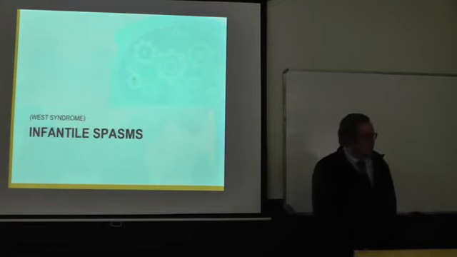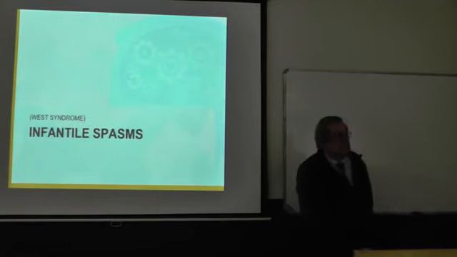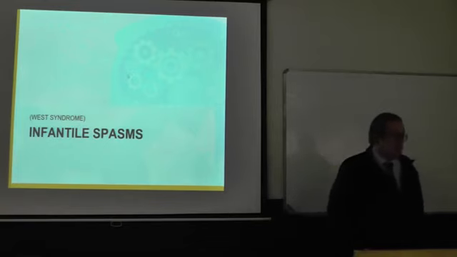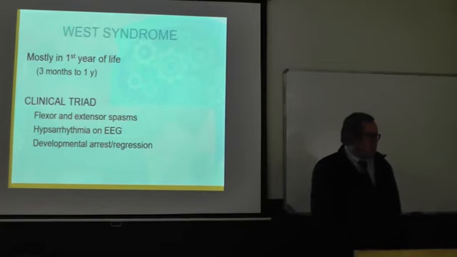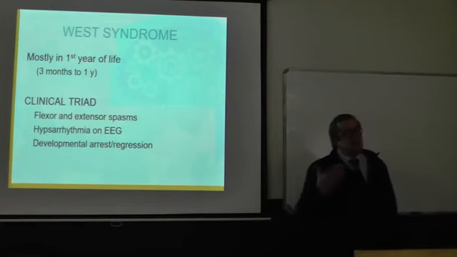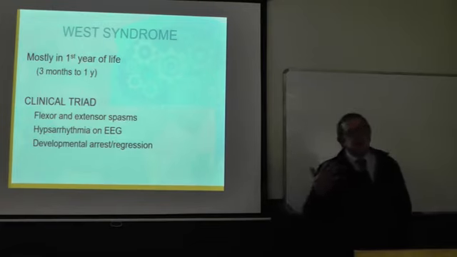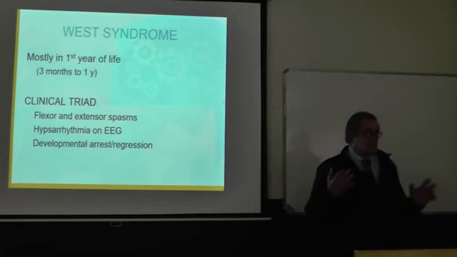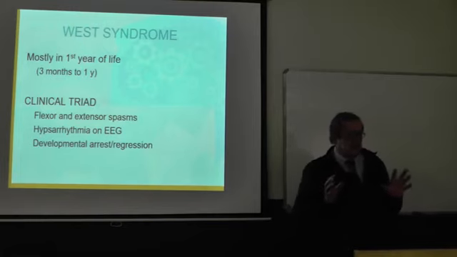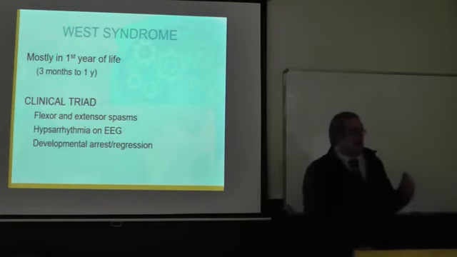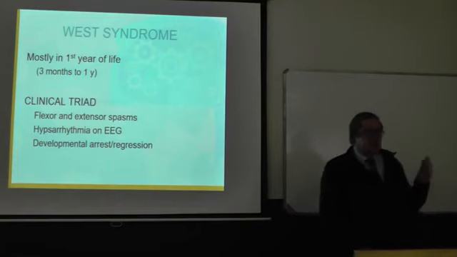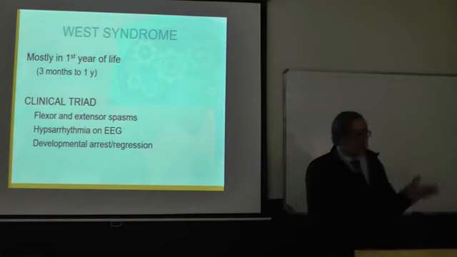So the second type of epilepsy that I want to discuss is the so-called West syndrome, named because Dr. West described it in his own son. It's mostly in the first year of life, and often people do not realize that this is an epileptic attack, because it is just a sudden flexion movement or just a subtle movement of the hands. These children often go undiagnosed for weeks or even longer.